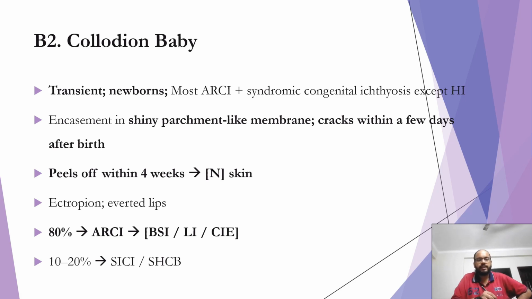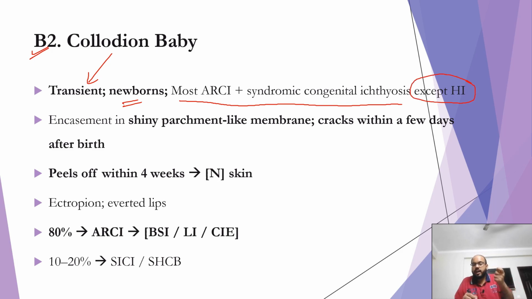Let's discuss the second segment, the Collodion baby. Now, the Collodion baby is by definition transient. It is seen in newborns, and most of the ARCI and syndromic congenital ichthyosis present with Collodion baby except Harlequin. Okay, so in Harlequin, you have a thick armor-like casing, while the collodion membrane is seen in all other forms of ARCI. I hope I made myself clear.